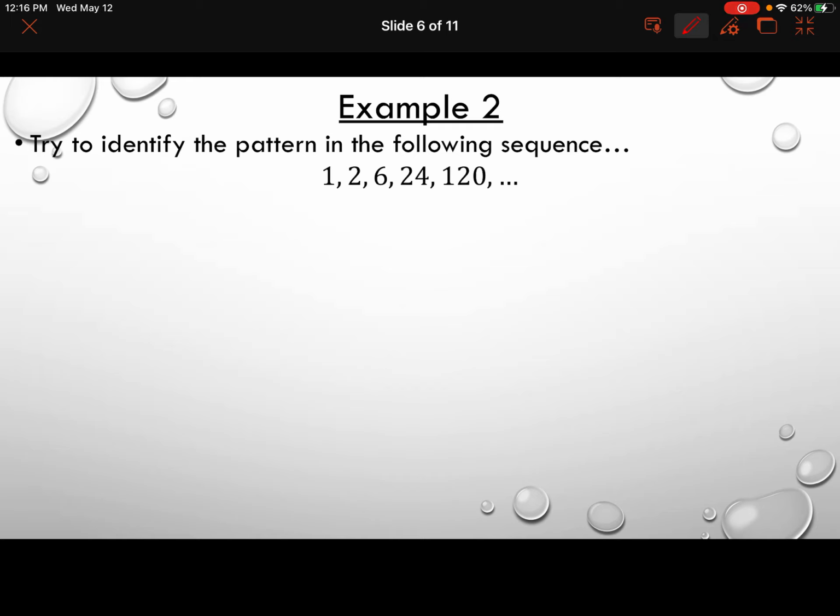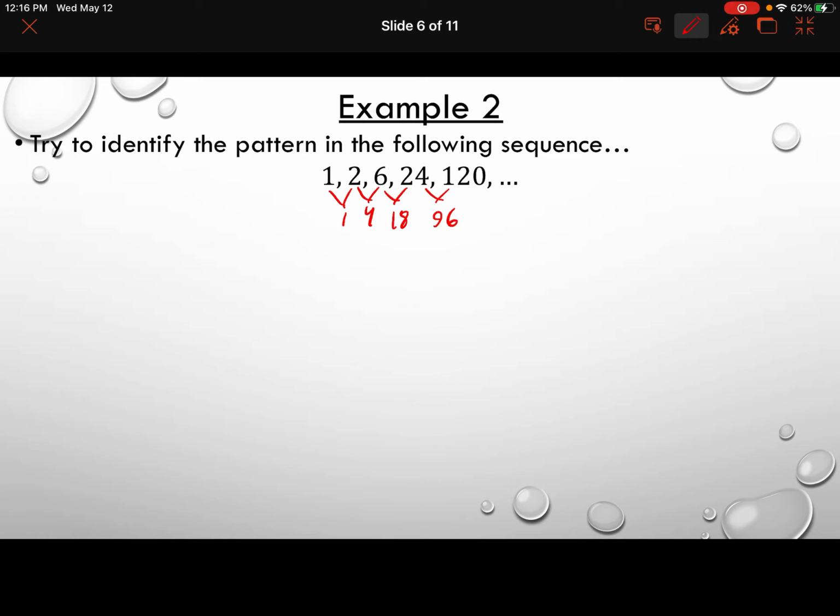Well, let's try this first. Let's try finding the difference between the numbers. Well, let's see. The difference here is 1. Difference here is 4. Difference here is 18. And difference here is 96. Yeah, that doesn't look like it's helping us.